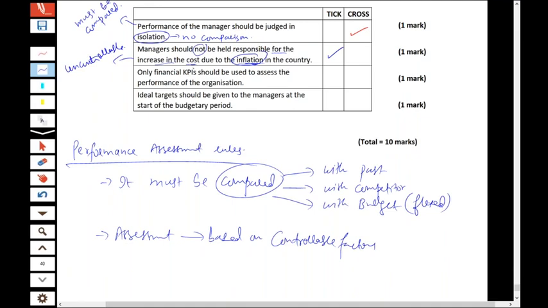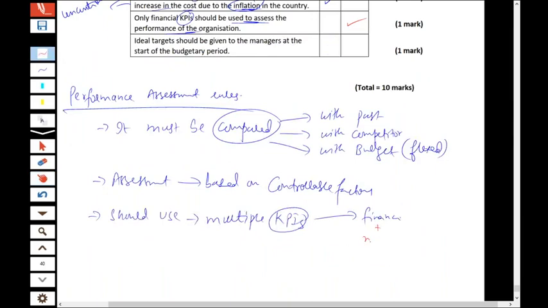Number three, only financial KPI should be used to assess the performance. The answer is absolutely no. Why? Because we should use multiple KPIs, that is financial plus non-financial, both. Number four, ideal target should be given to the managers at the start of the budget period? The answer is no. The target should not be ideal. We mean to say that target should be attainable.